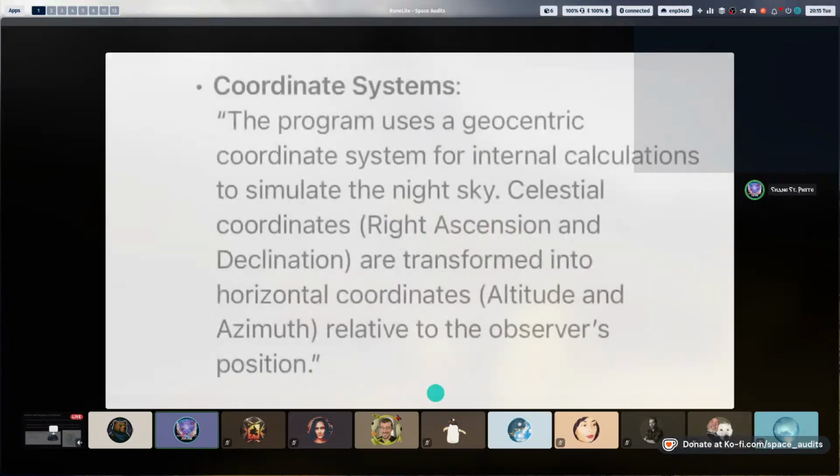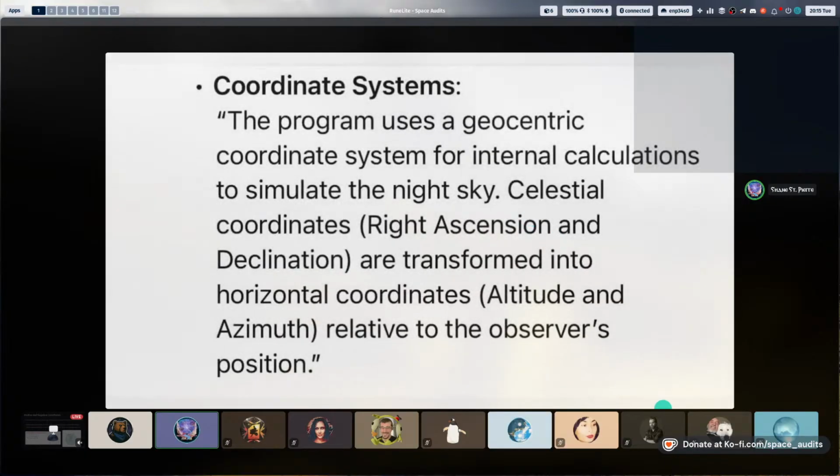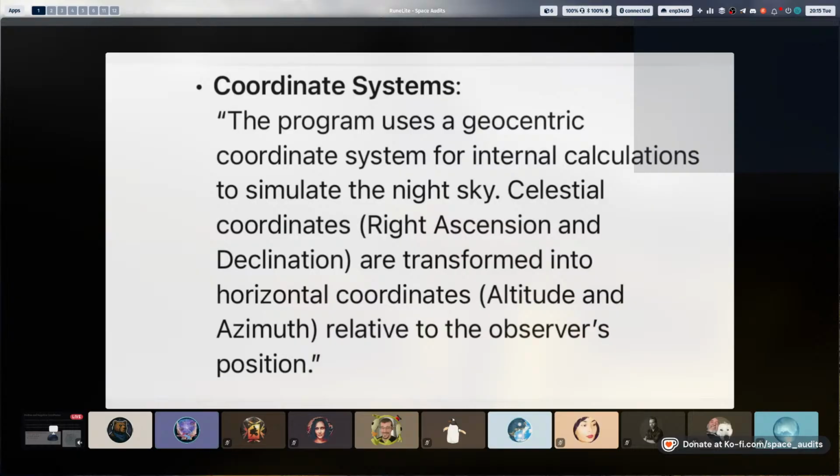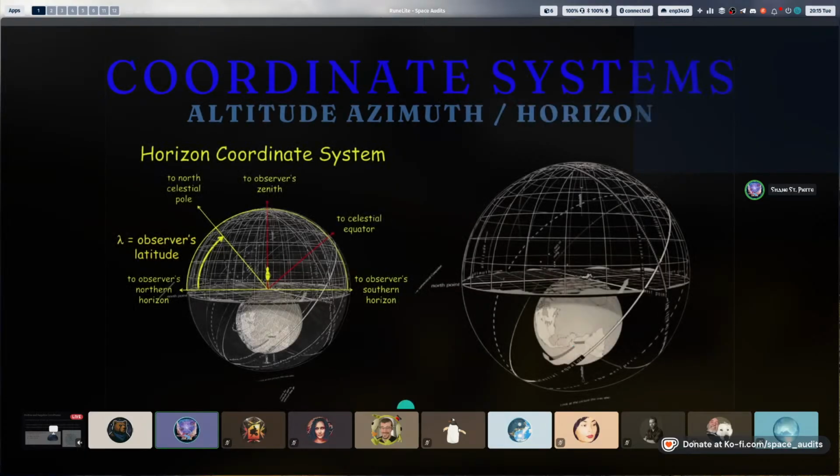And we can show that because at its heart, this is from the Stellarium source code. It just says it uses a geocentric coordinate system for all internal calculations to simulate the night sky. Celestial coordinates, right ascension and declination, are transformed into horizontal altitude and azimuth relative to the observer's position. So altitude and azimuth is like the flat Earth coordinate system. If we didn't touch on that, it's literally how we observe the sky.